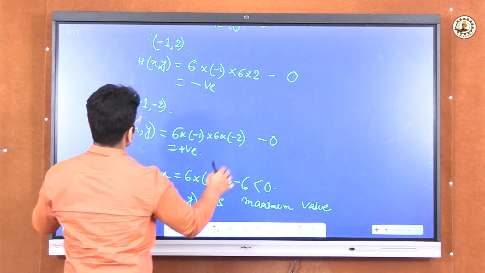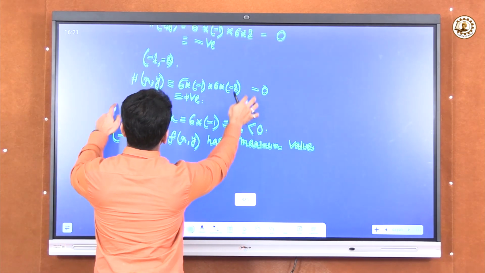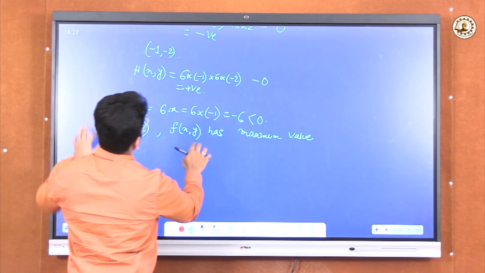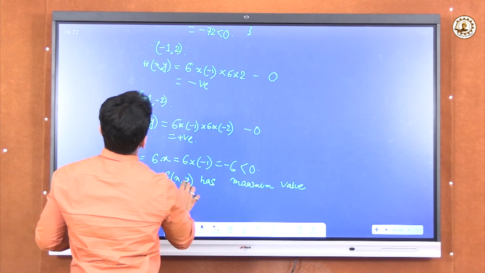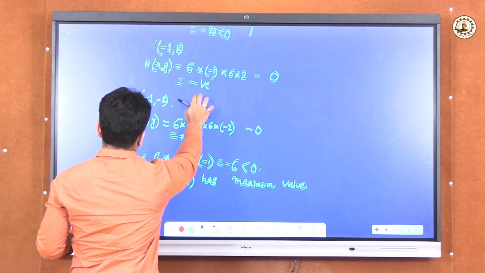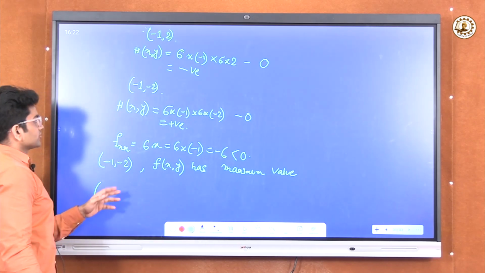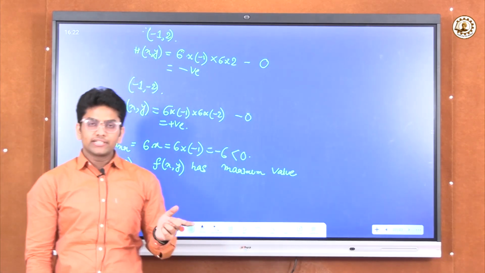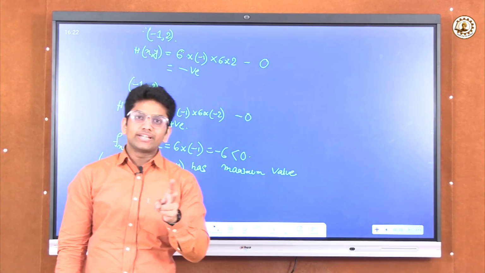So we have done all the points: (-1, 2) and (-1, -2) as well. So the function has a minimum value at 1 point, a maximum value at 1 point, and 2 points are saddle points.